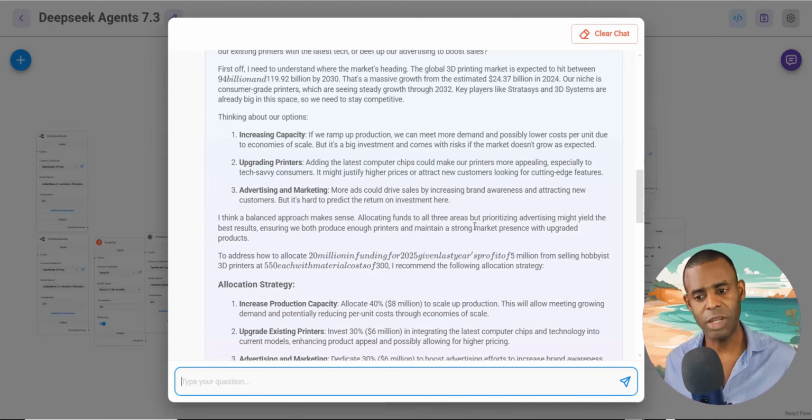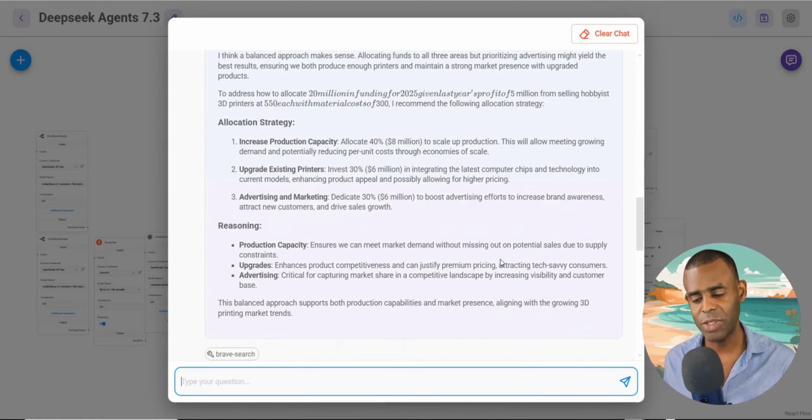So it says to address how to allocate $20 million in funding for 2025, given last year's profits of $5 million from selling hobbyist 3D printers at $550 each with material costs of $300, I recommend the following allocation strategy. All right, so this is what it's going to recommend. Right, so number one, increase production capacity. Allocate 40%, $8 million to scale up production. This will allow meeting growing demand and potentially reduce per unit cost through economies of scale.